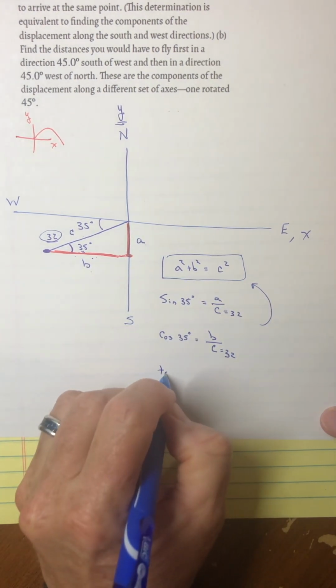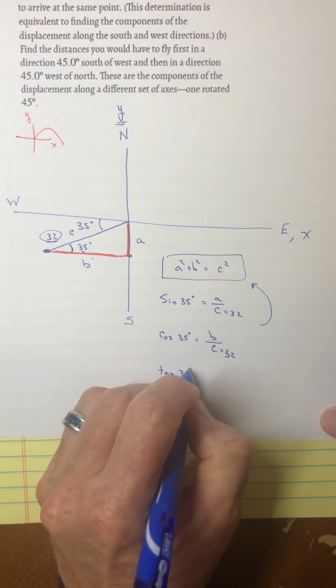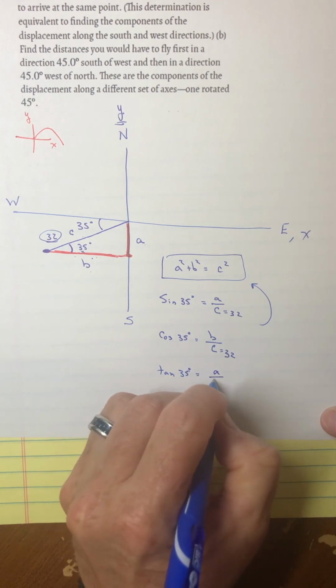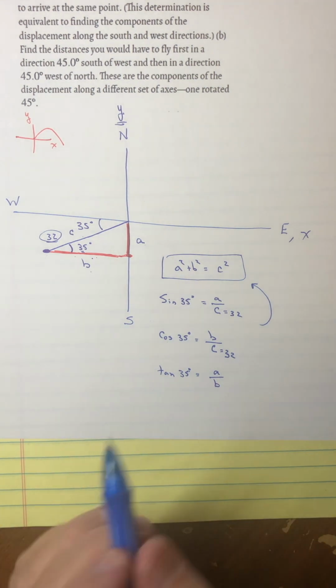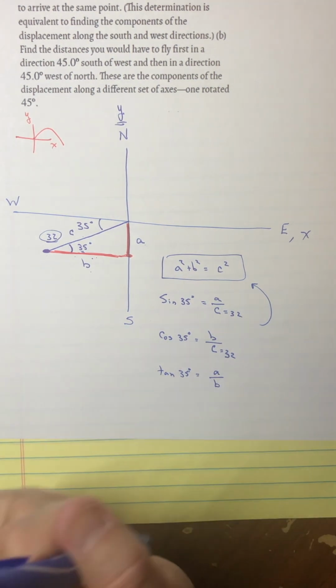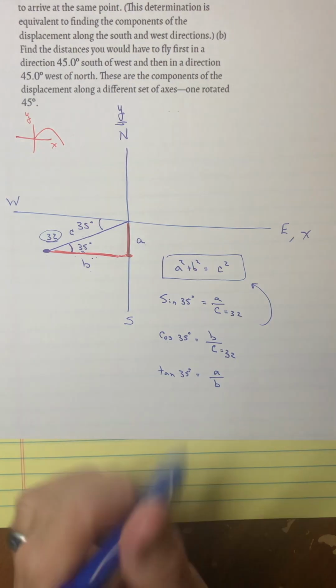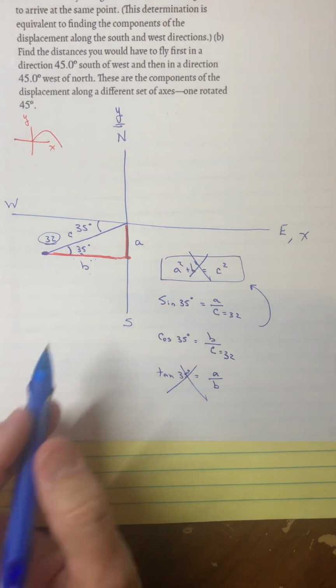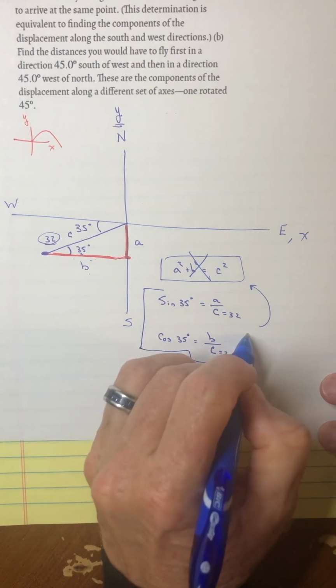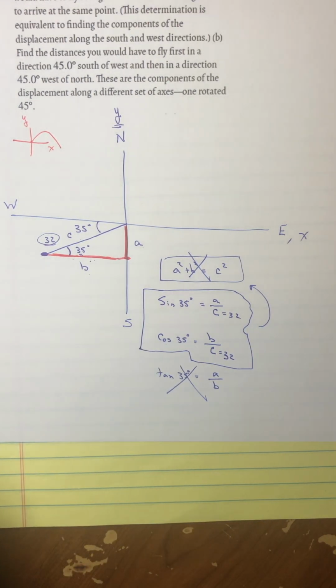And also, there's tangent of 35, which would be A over B. By itself, you can't do anything if you don't know A or B, but you could incorporate this with the other equations. So let me not worry about this or this for this particular problem. Let me just use the two trig functions, sine and cosine.